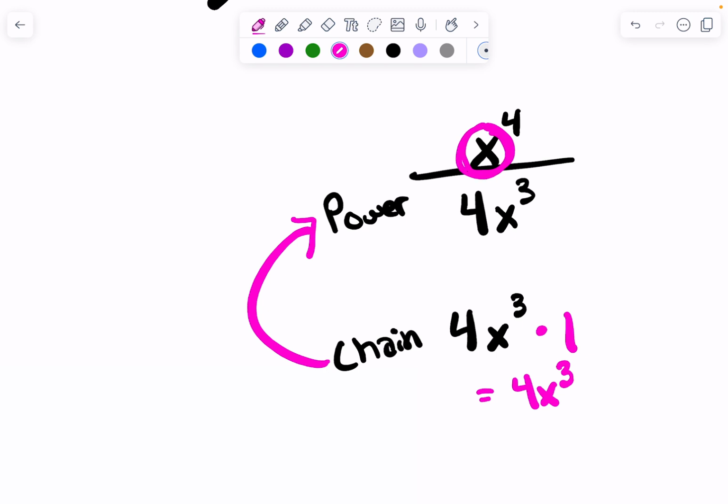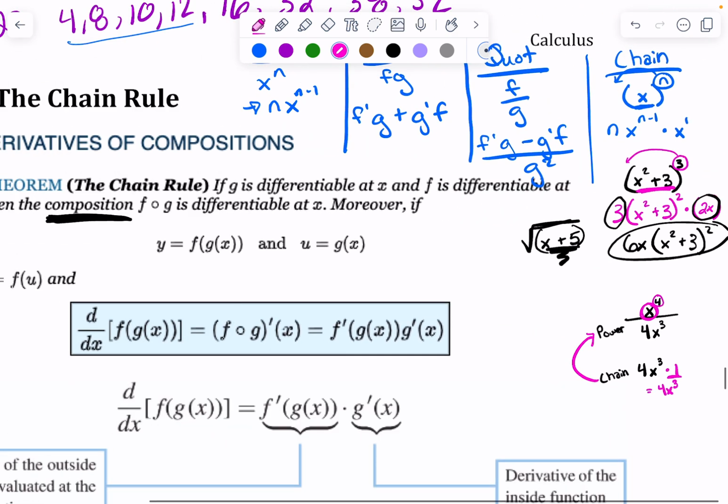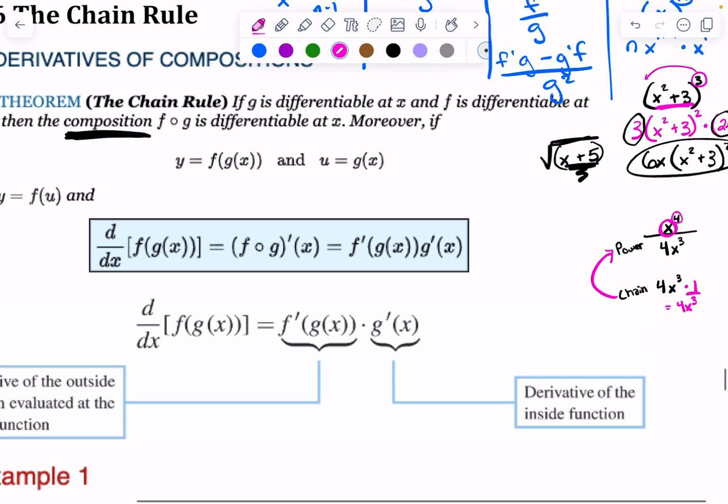The thing that's inside the 4th power was x. I take the derivative of the inside, and then we multiply them together, and that's how that works. So there's how that is. Chain rule you want to use for a composite function.